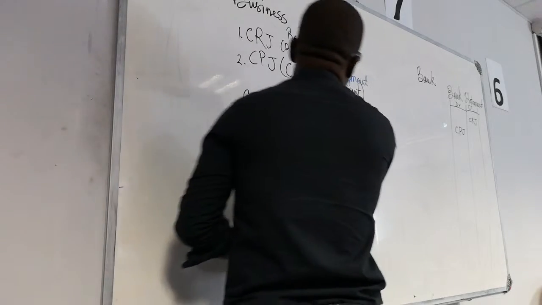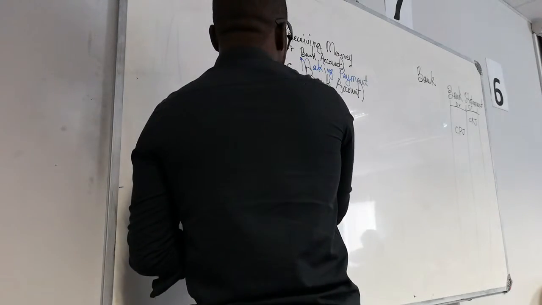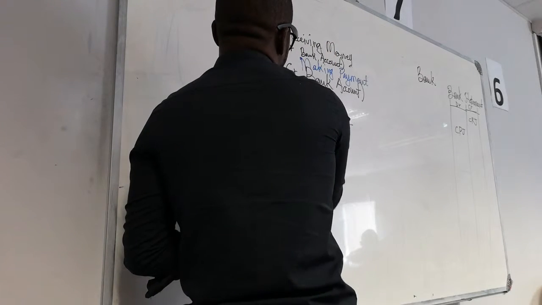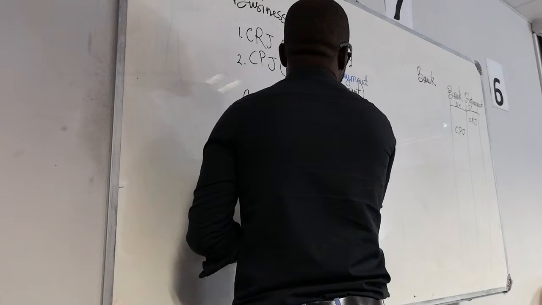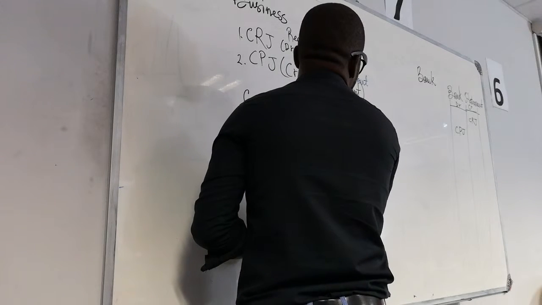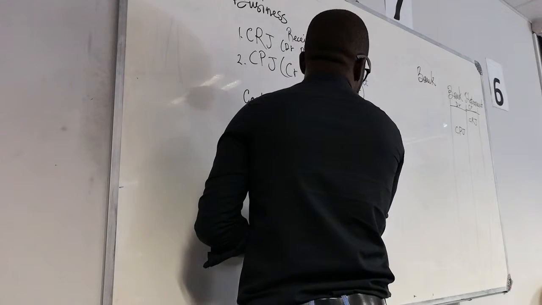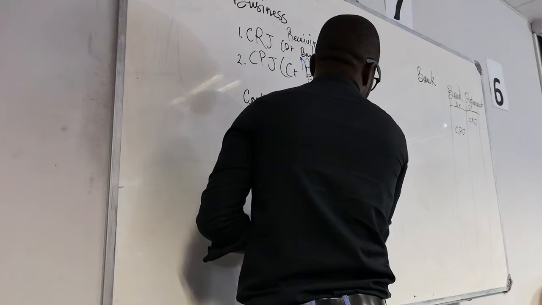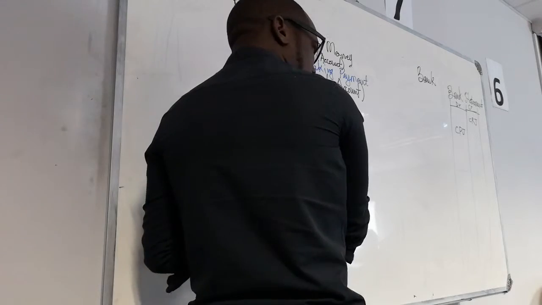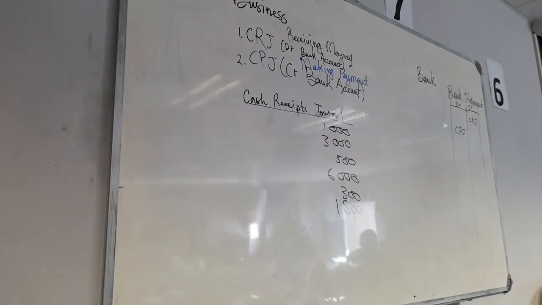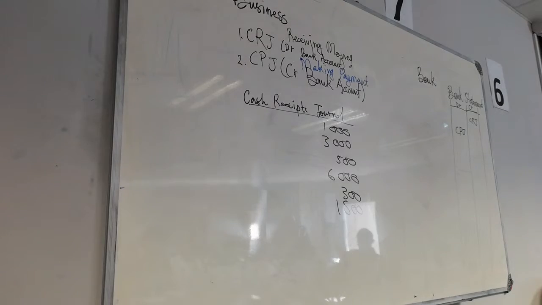So what's going to happen most of the time is that we are going to say our cash receipts journal is made out of 1,000, 3,000, 500, 6,000, 300, and 1,500. You look at these amounts. This is when we were receiving money. Let me mention this once and for all: you don't receive negative money ever. Are we together? You cannot receive negative money.